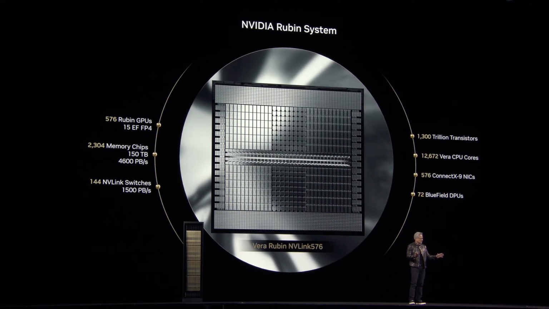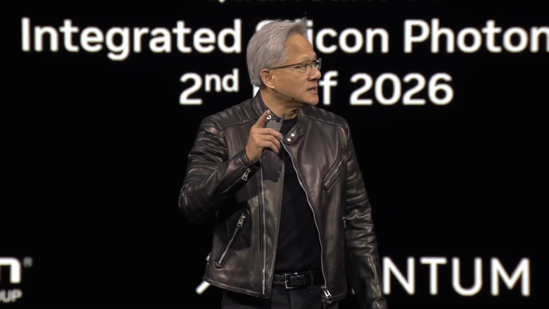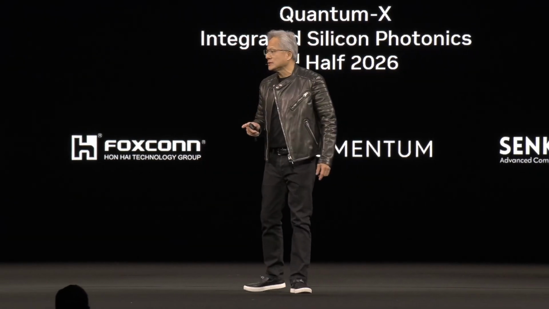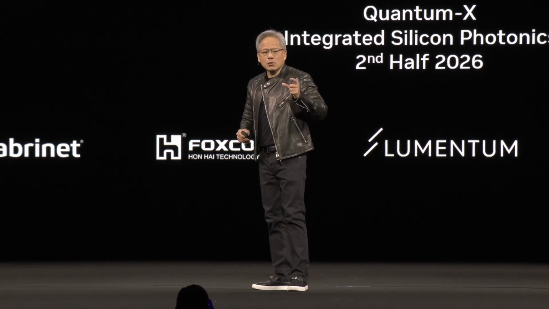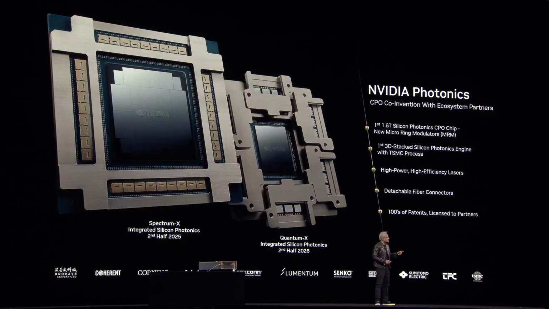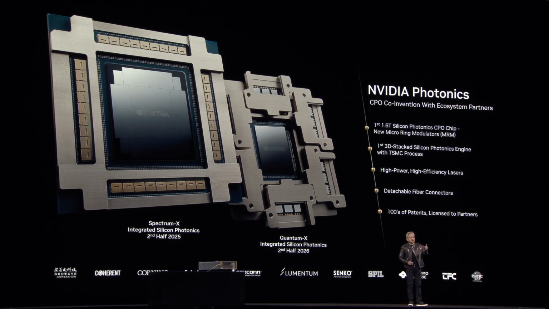ISO dimension. First of all, we're announcing NVIDIA's first co-packaged option, silicon photonics system. It is the world's first 1.6 terabit per second CPO. It is based on a technology called micro-ring resonator modulator, and it is completely built with this incredible process technology at TSMC that we've been working with for some time.